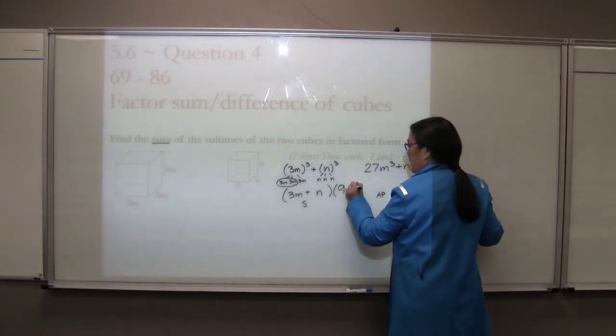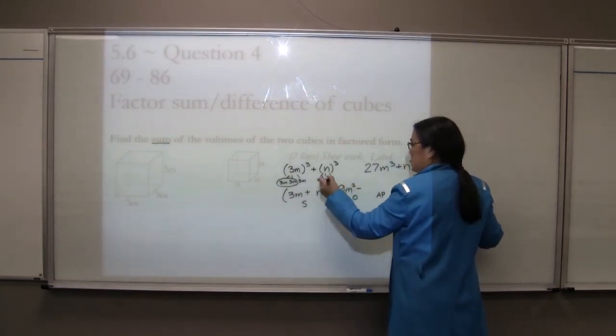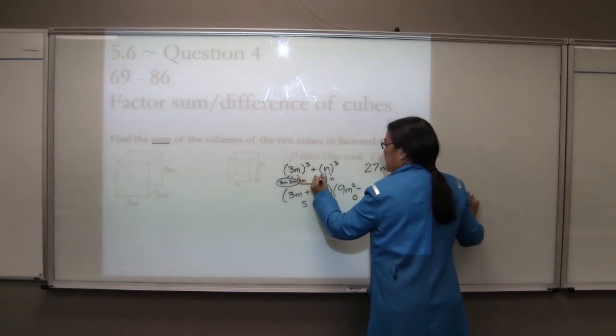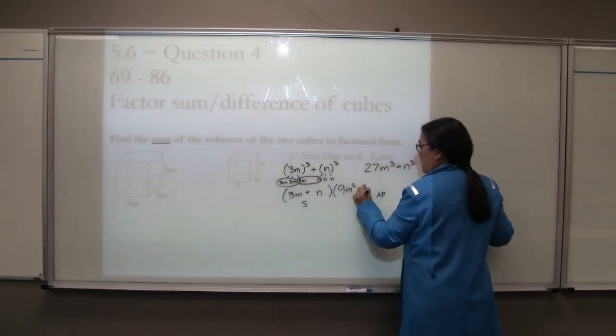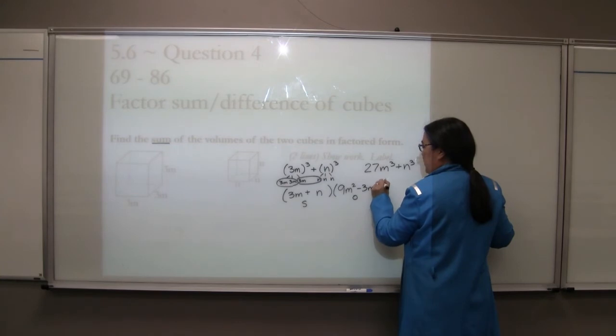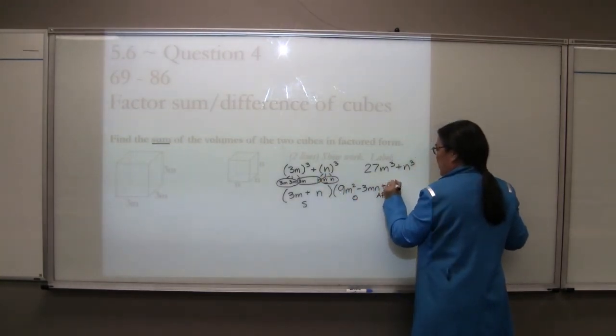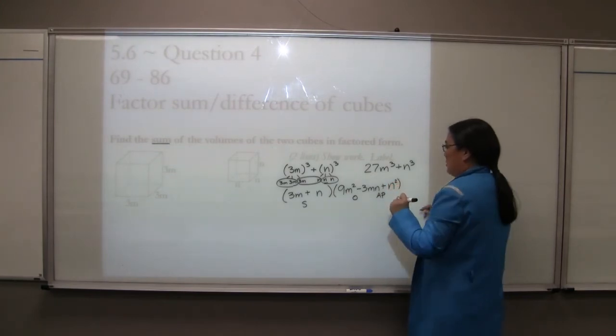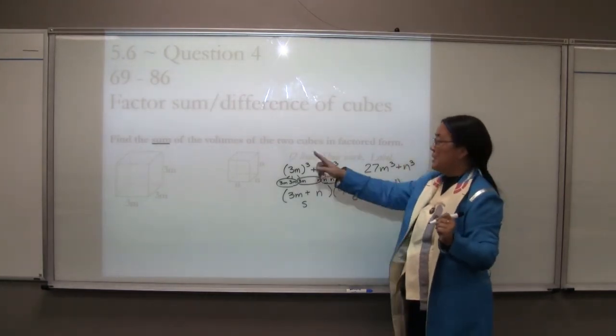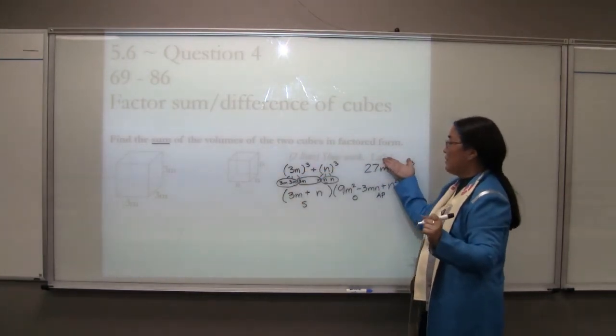9m squared. Opposite sign minus 3m times n, 3mn. Remember, alphabetical order, always positive. And then last but not least, we have n squared. And you might think that you are done, but this is a picture problem. We're going to have to label it.